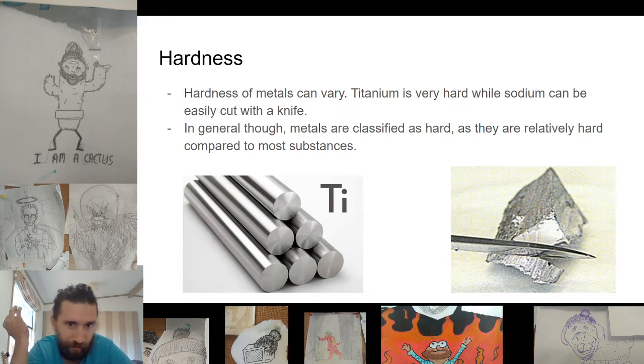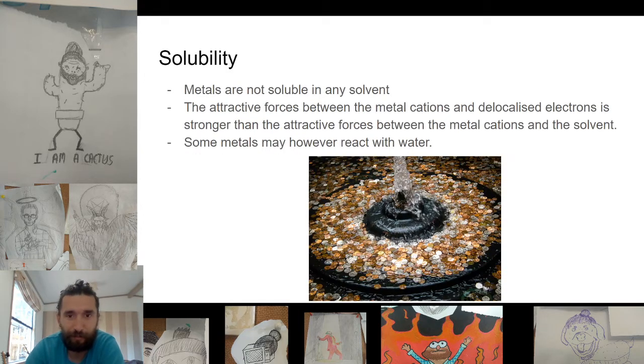Mercury is a liquid, so that's not going to be very hard. And basically the reason why they're hard is because of their strong metallic bonds. And that's all it is to it. They have a strong attraction between the positive metal cations and the delocalized electrons. You probably aren't going to be asked this question about hardness though, so don't worry. Solubility is one that will definitely be asked, and it can be answered quite easily. So metals are not soluble in anything.